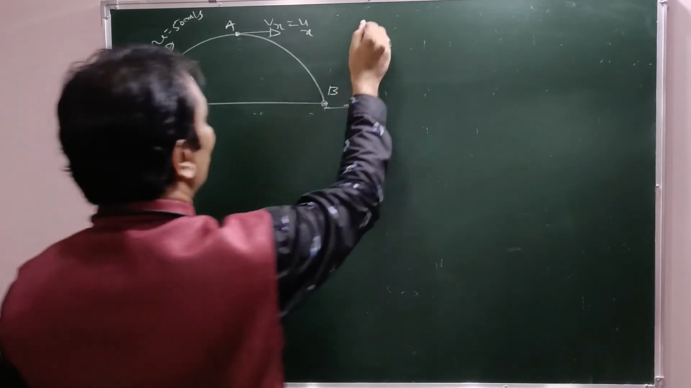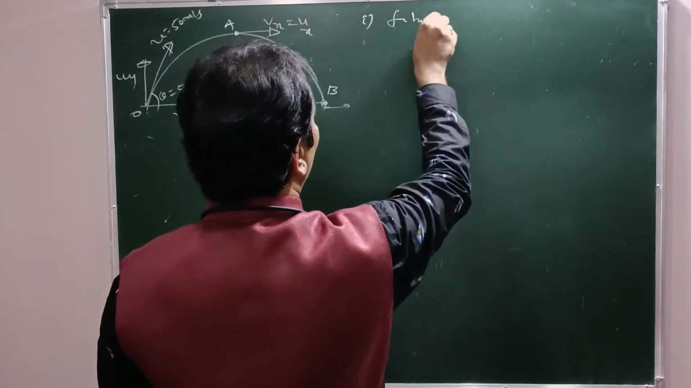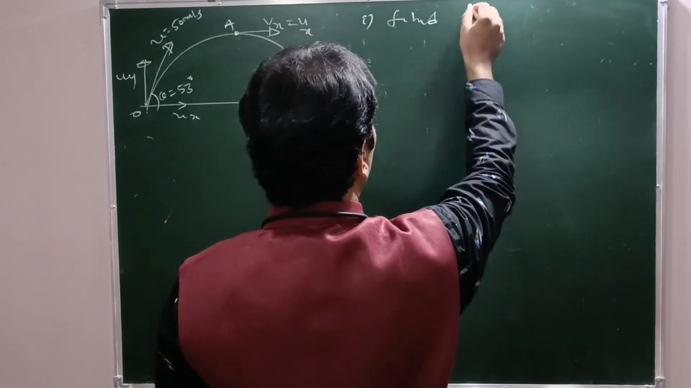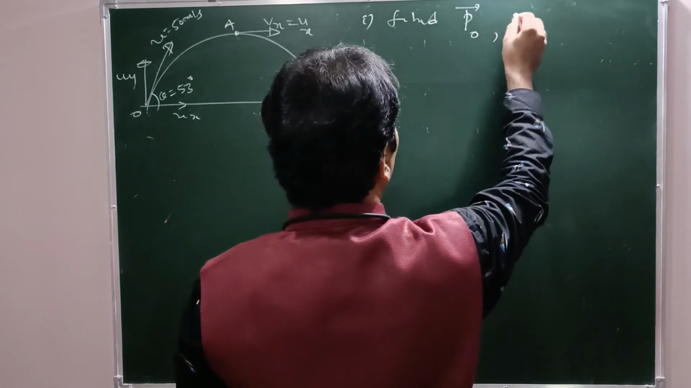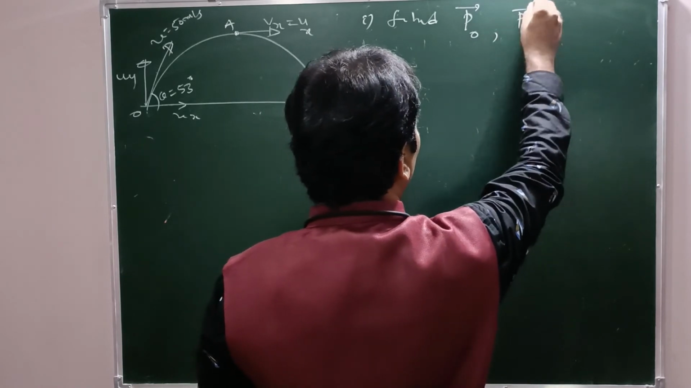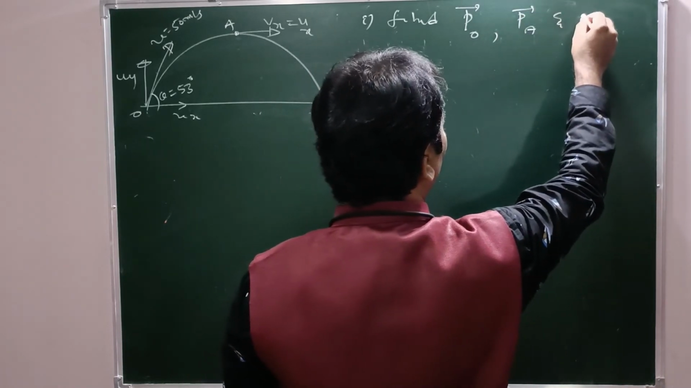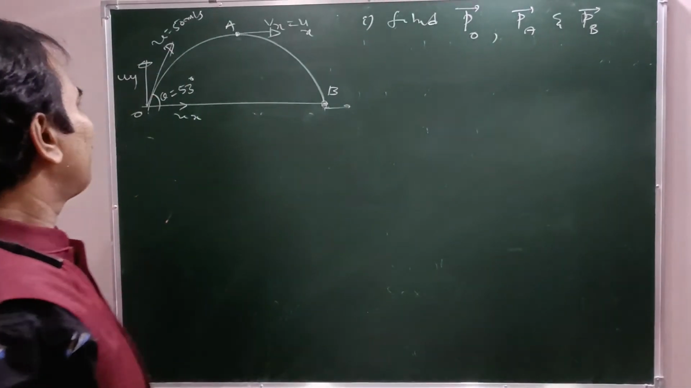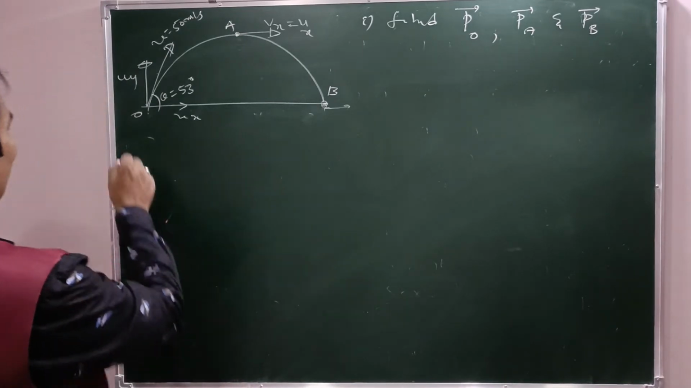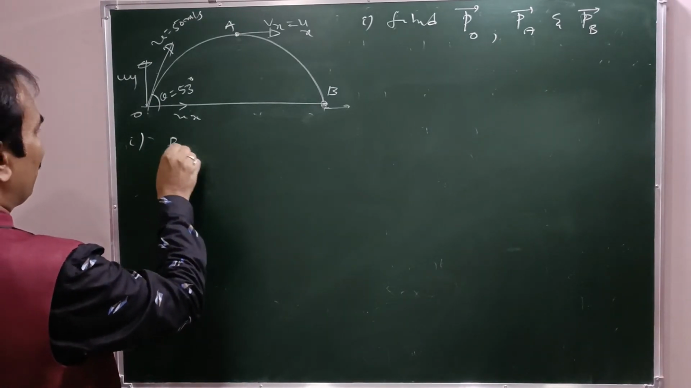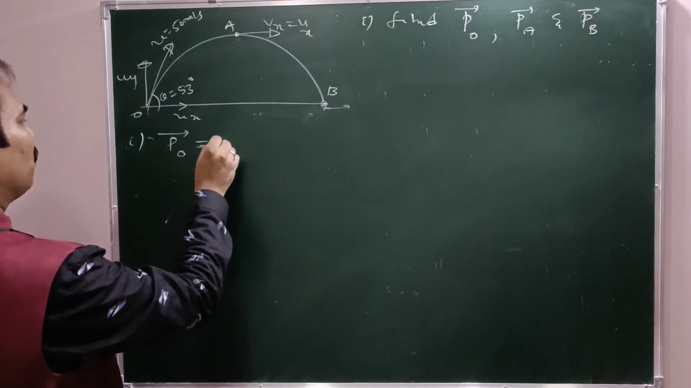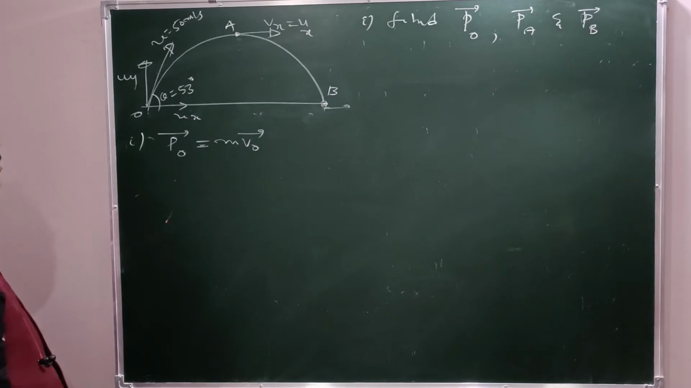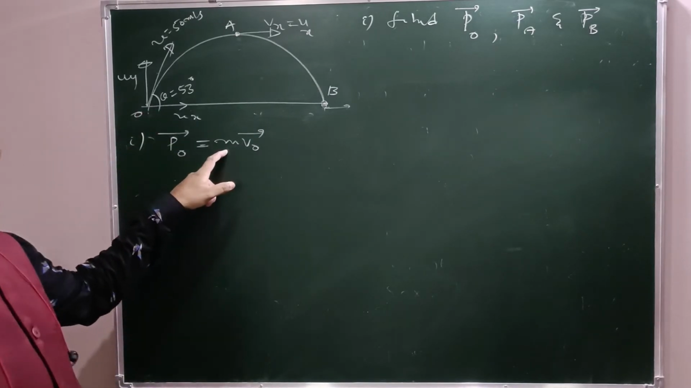Suppose we find the momentum at O, at A, and at B, right? Momentum at O means, number one, momentum at O: P_O bar equals M into V at O bar. Here the mass is not given, so take the symbol, that's all.